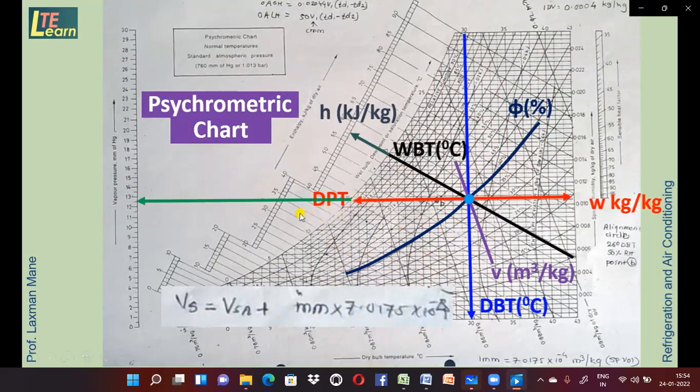Extending this horizontal line to the vapor pressure scale, we find the value of partial pressure of vapor, that means PV, in mm of Hg.